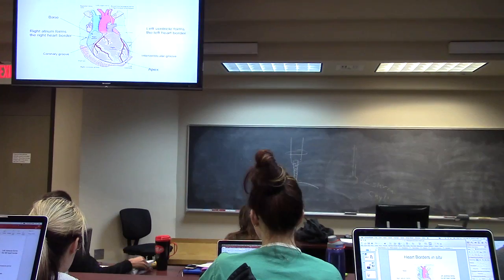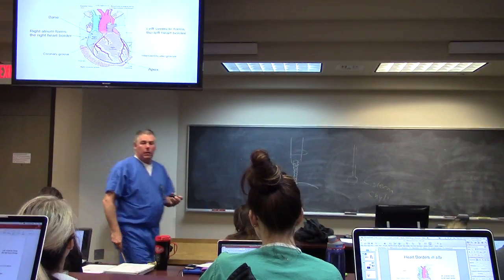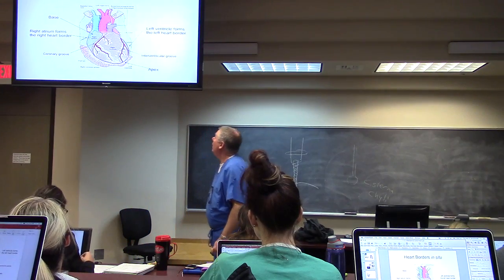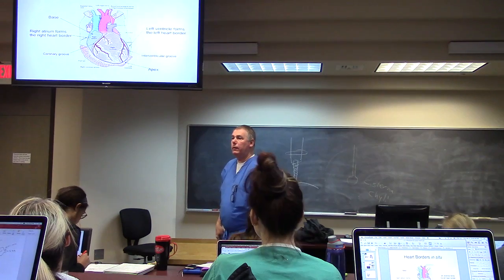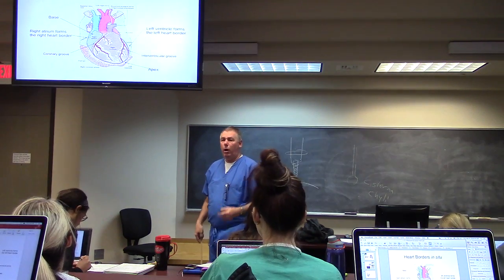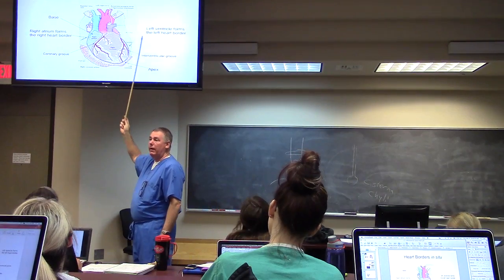Easier to see on guys because you don't have this breast thing in the way. But there are the four chambers of the heart. You've got the right atrium, right ventricle, left atrium, left ventricle.